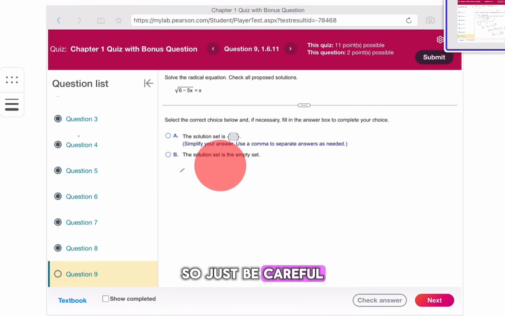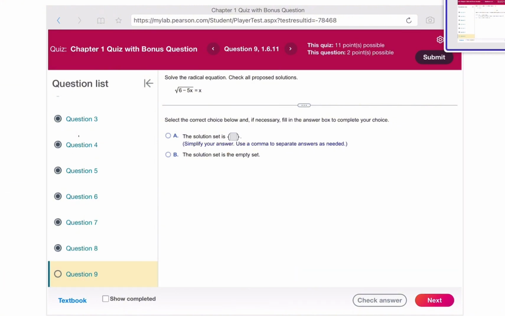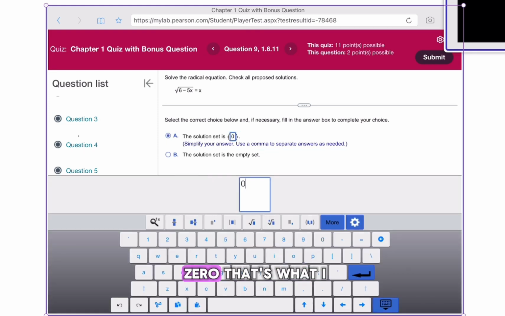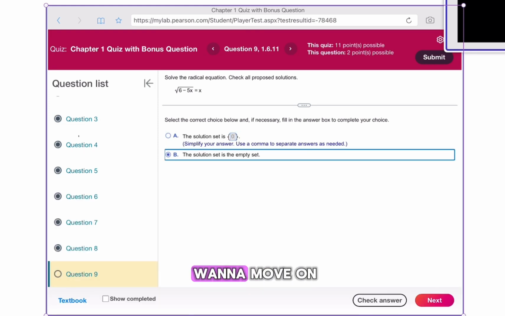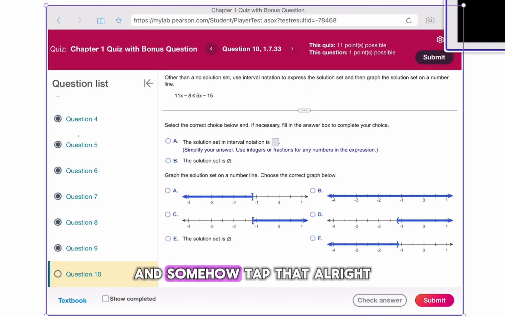So just be careful about that one. And remember, you get 2 tries, so I'm just going to plug, oops. I'm going to plug in 0. That's what I do when I just want to move on. And then somehow tap that.